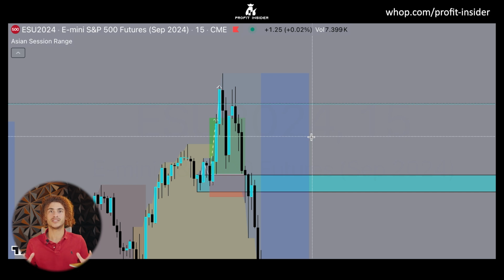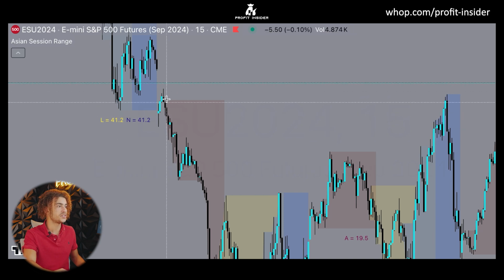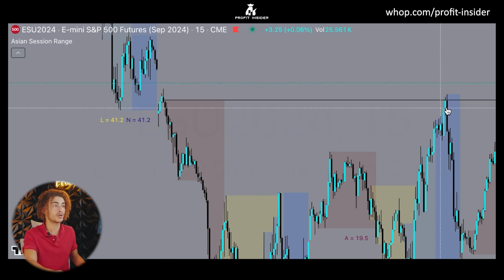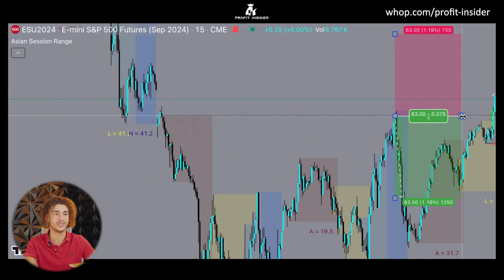Some other reactions I like to focus on are rejections and bounces. Here's a great example of a rejection right here. You can see that we come to the Asian session high and then price rejects perfectly off of this level. You could have traded this by saying that you're going to take short positions once we test this level right here.